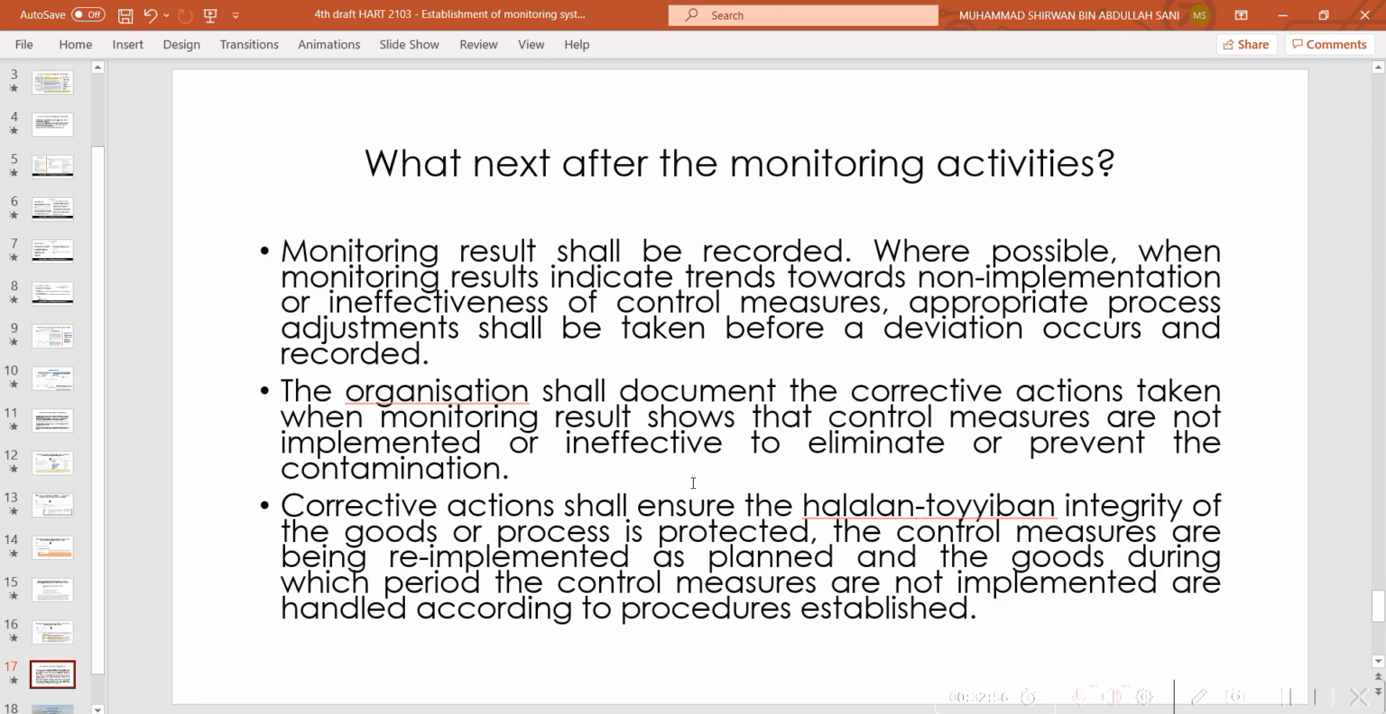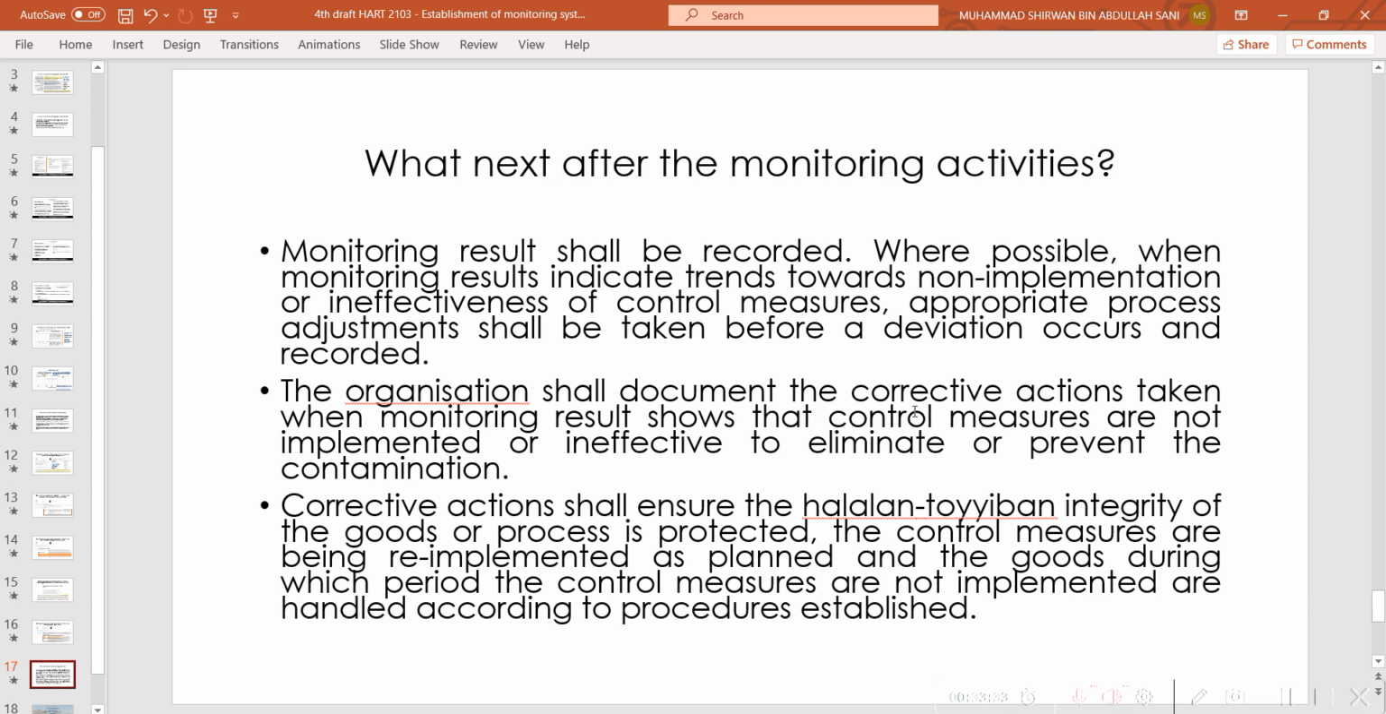Okay, so before we end, what next after the monitoring activities? Okay, monitoring results shall be recorded, definitely. Where possible, monitoring results shall indicate trend towards non-implementation or ineffectiveness of the control measures, or you can find any possible trend that your production might deviate from the critical limit that you have set, right? So the company or any premise shall document the corrective action. In the case that you find a deviation during the monitoring, you need to carry out control measures.